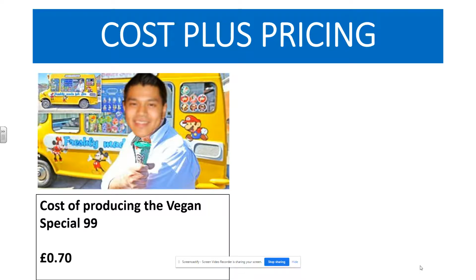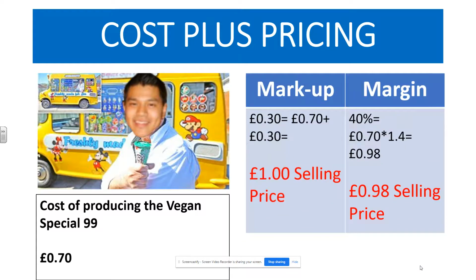So let's say I'm producing the vegan special 99. I'm only going to have one item, okay? The cost of me producing it is 70p. So if I put a markup on it, let's say I want to make 30p profit on every single unit I make, so it'll cost me 70p to make. I want 30p profit in each unit. It's going to cost you, the customer, £1 to buy.